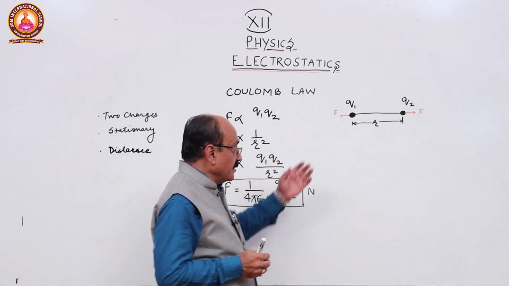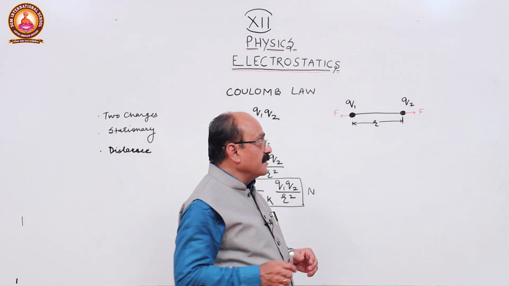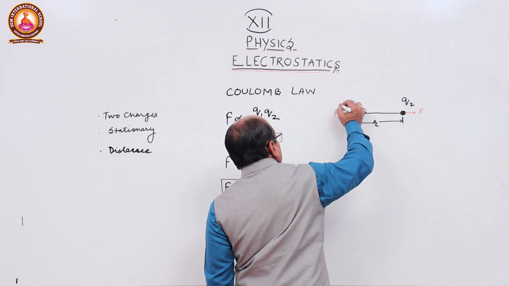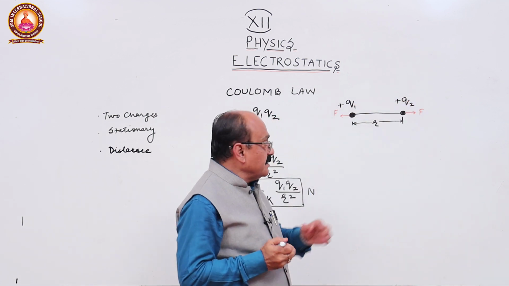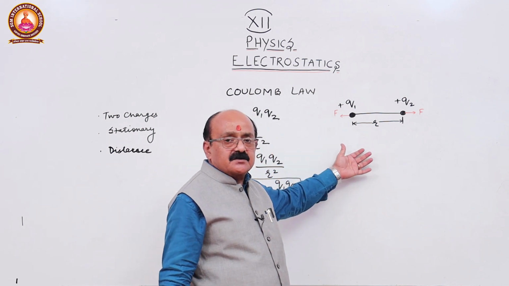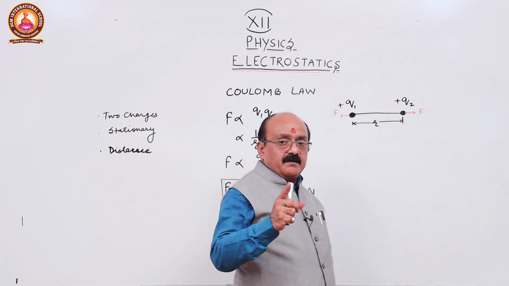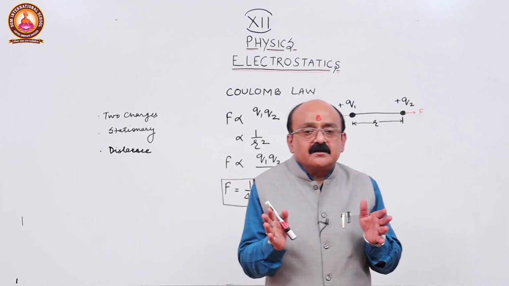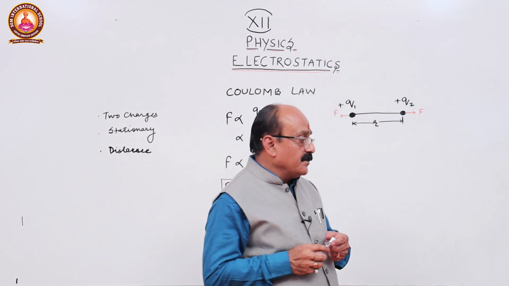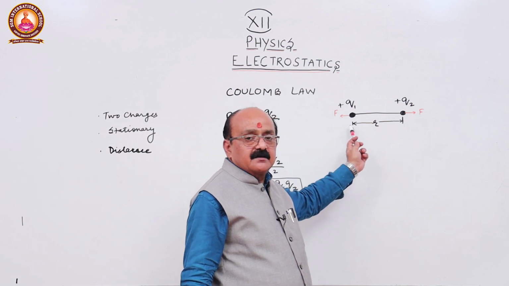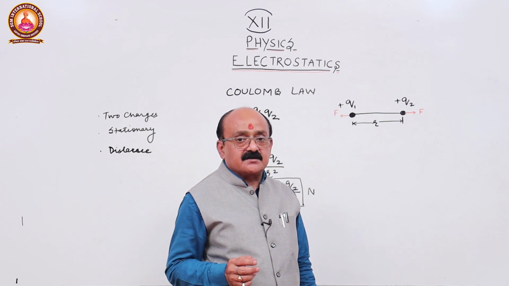Now, there are two arrows F pointing outward. We have considered here that both these charges are positive. They will feel a repulsion force and the direction of force should be outward. Remember one thing, either the force is attractive or repulsive, the direction which I noted here by red ink is always on the line joining the charges.